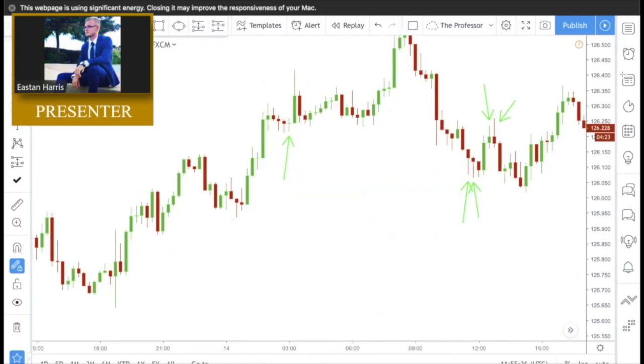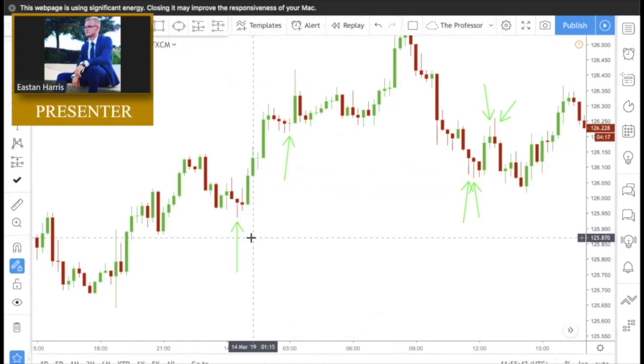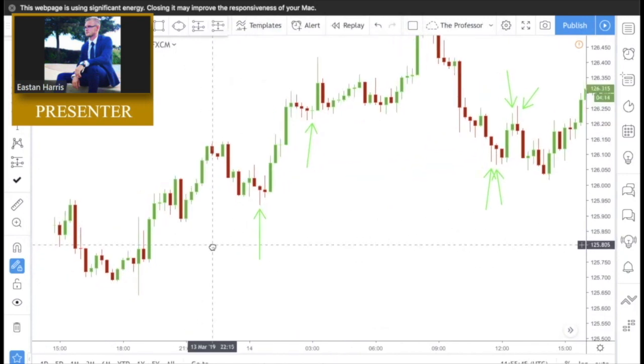Down here, we've got more examples. There's plenty of examples here. Right here, another exhaustion candlestick. Price flew up.